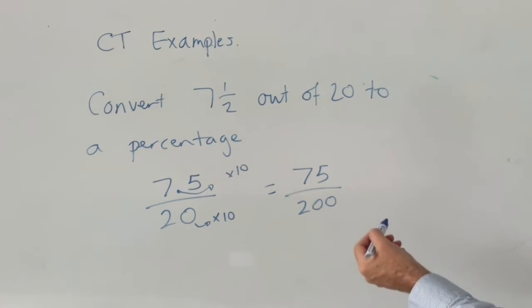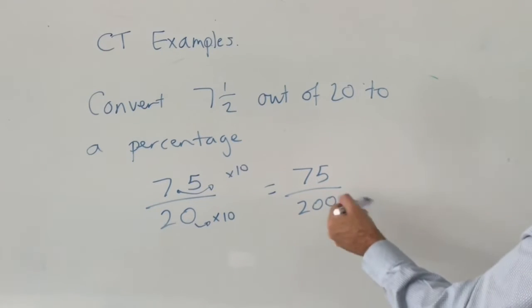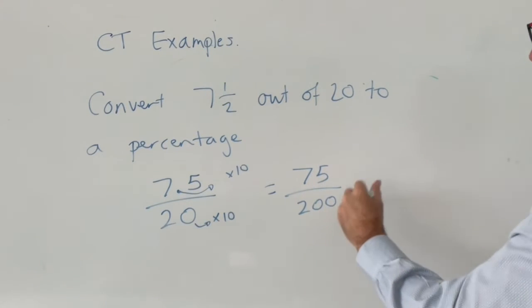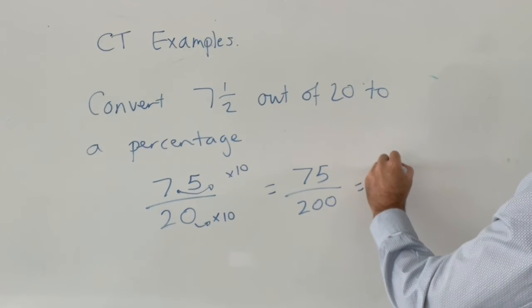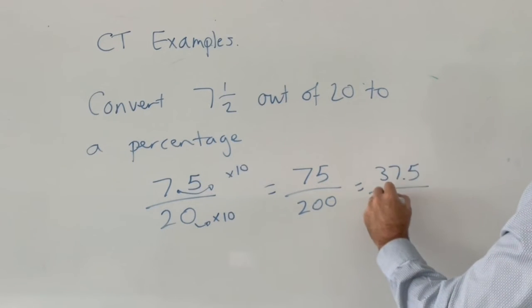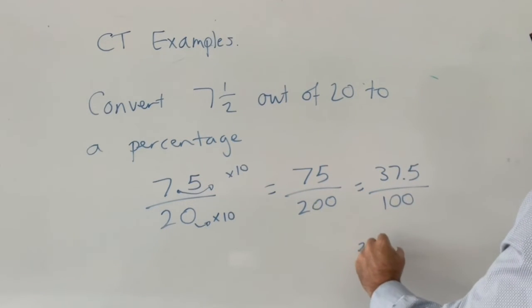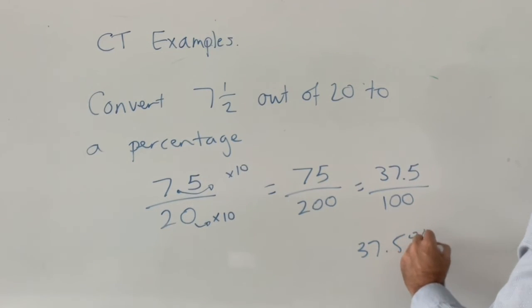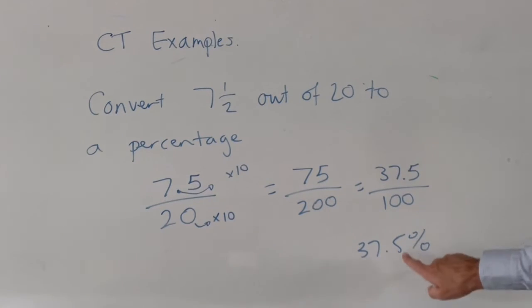Now at that point, in order to convert to a percentage, we want to put it over 100. So that will then equal 37.5 over 100, which then is 37.5%. And then the question asks for it to be to 1 decimal place, and so it's already at 1 decimal place, 37.5.